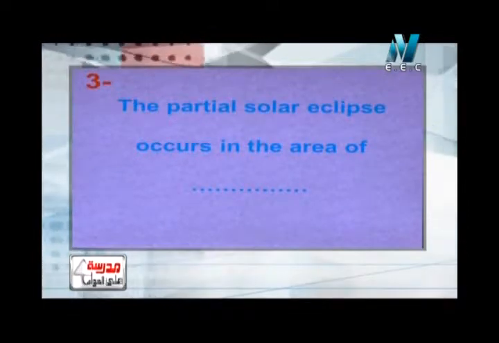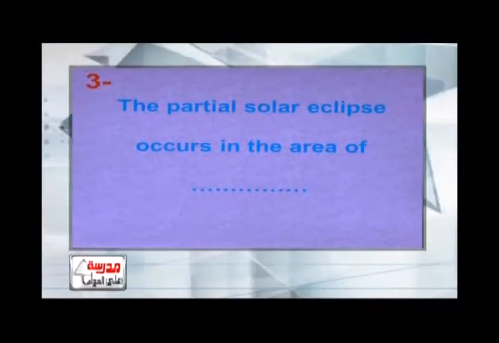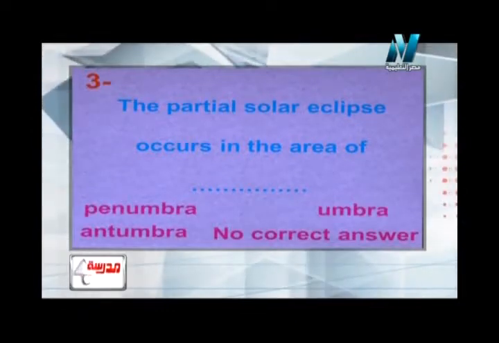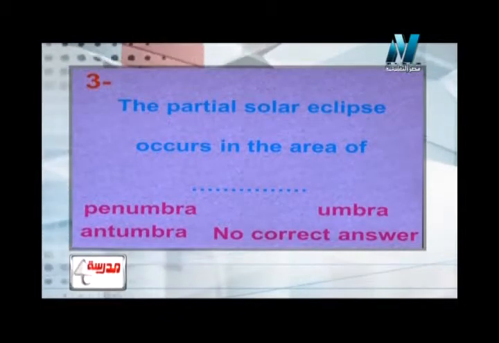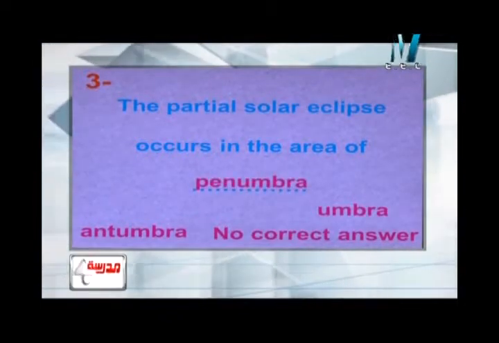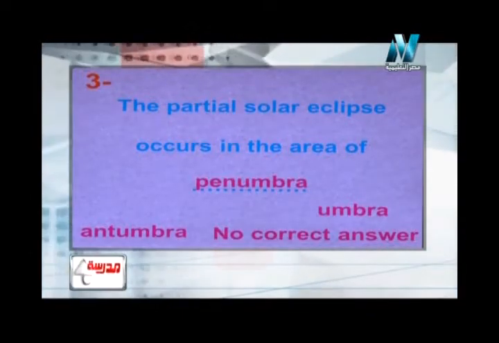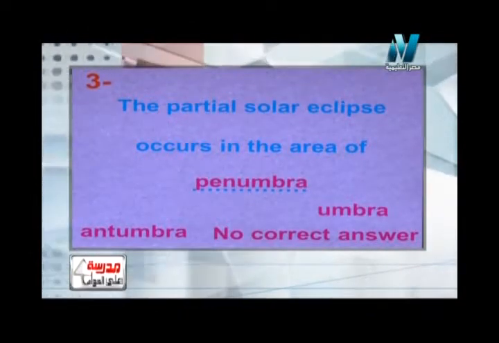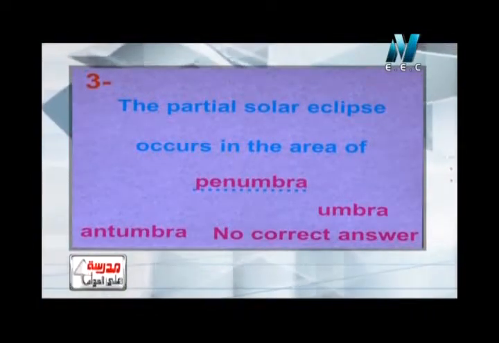Another question. The partial solar eclipse occurs in the area of penumbra, umbra, antumbra, no correct answer. Surely the answer will be penumbra, because we know that the partial solar eclipse occurs in the area of penumbra, but the total occurs in the area of umbra, and the annular solar eclipse occurs in the area of antumbra.